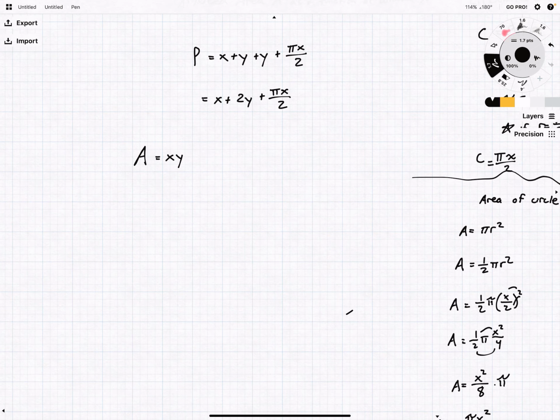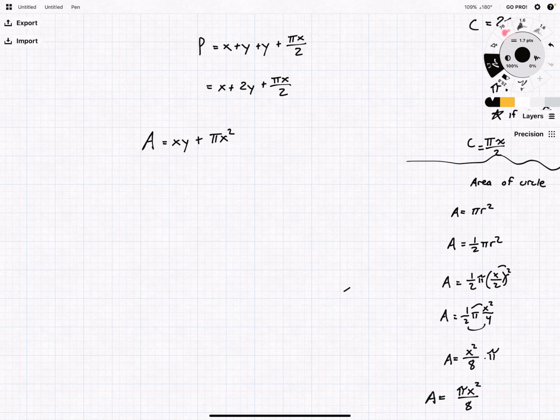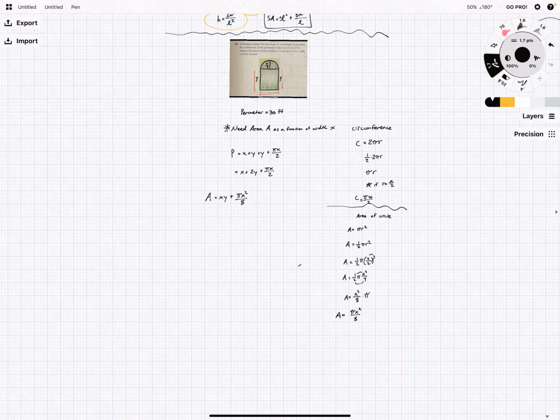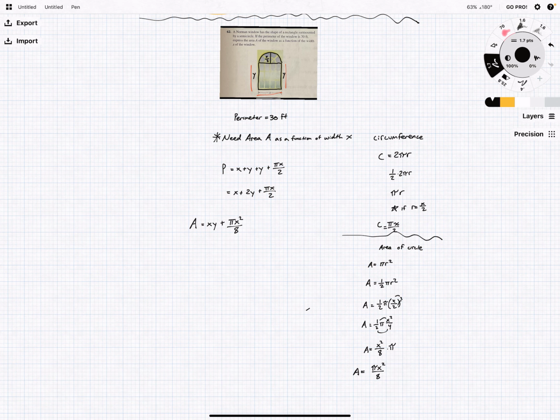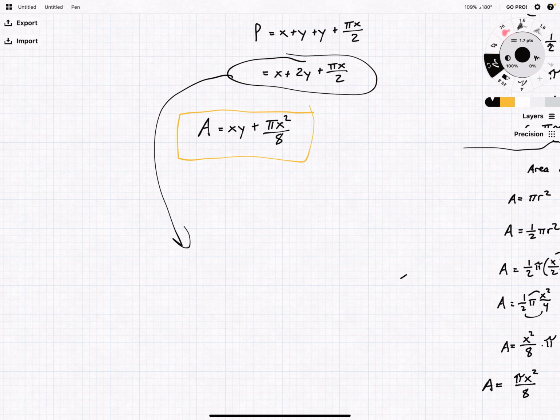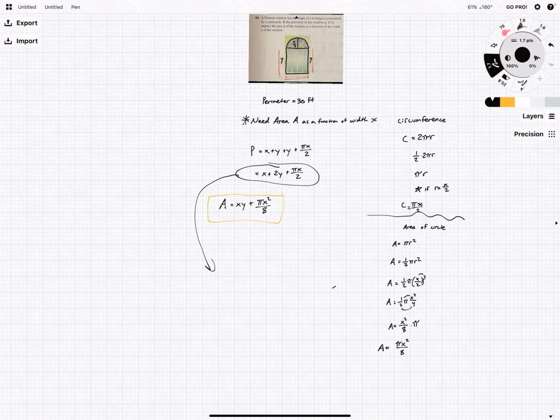So the area is going to be xy plus pi x squared over 8. Okay, excellent. Now, it's a lot to keep track of, right? But there's one other piece of information that they gave us. And they told us that the perimeter of the window is 30 feet. So I'd like to pull this perimeter equation here and bring it down. Just so I don't lose it, I'm going to box this area equation in red, just so we can find it quickly. Okay, so we are told that the perimeter, just to make sure, it says 30.